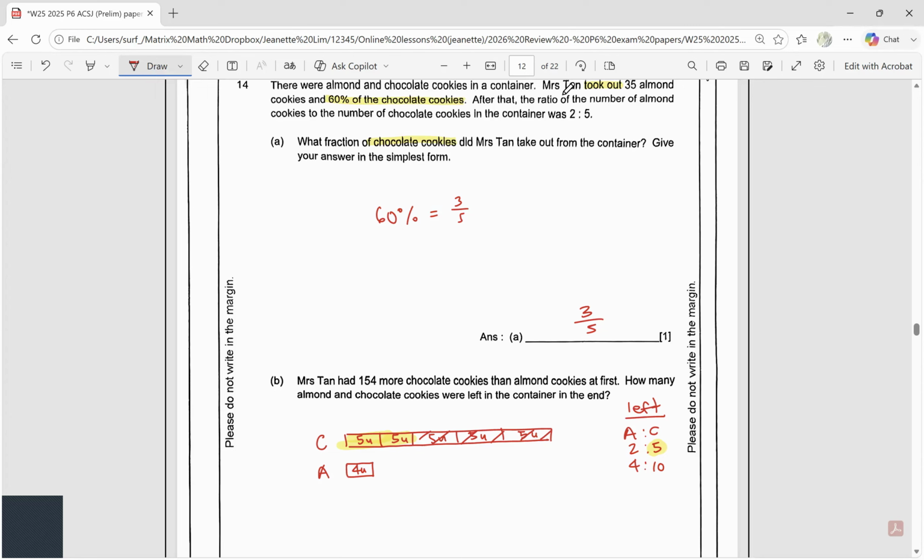Then above, they said that Mrs. Tan took out 35 almond cookies. So 4 units is left after taking out 35. I'm not sure how big that is, but I'll just draw a box here and I write here 35. Also now if I compare what was there at first, for the chocolate cookies and the almond cookies, the difference is supposed to be 154 at first. So 154 is here.